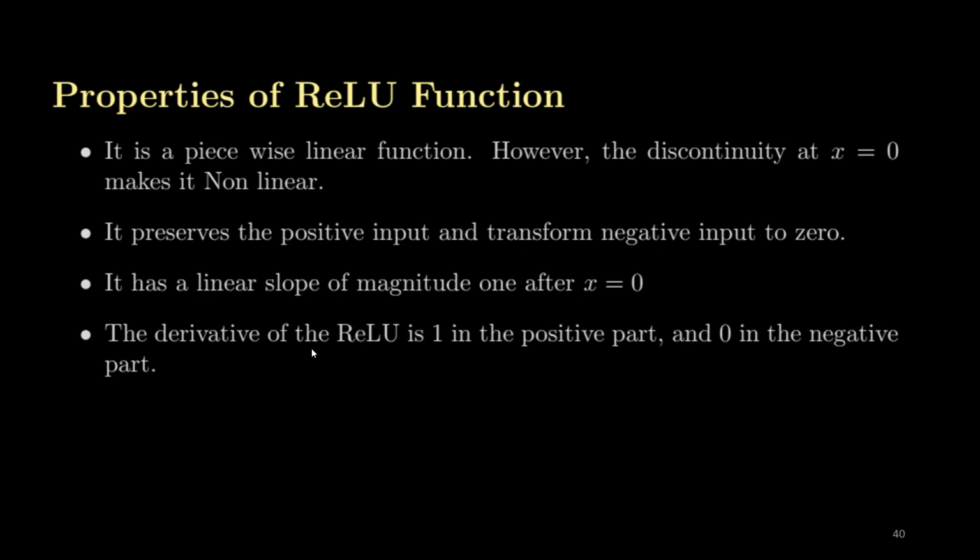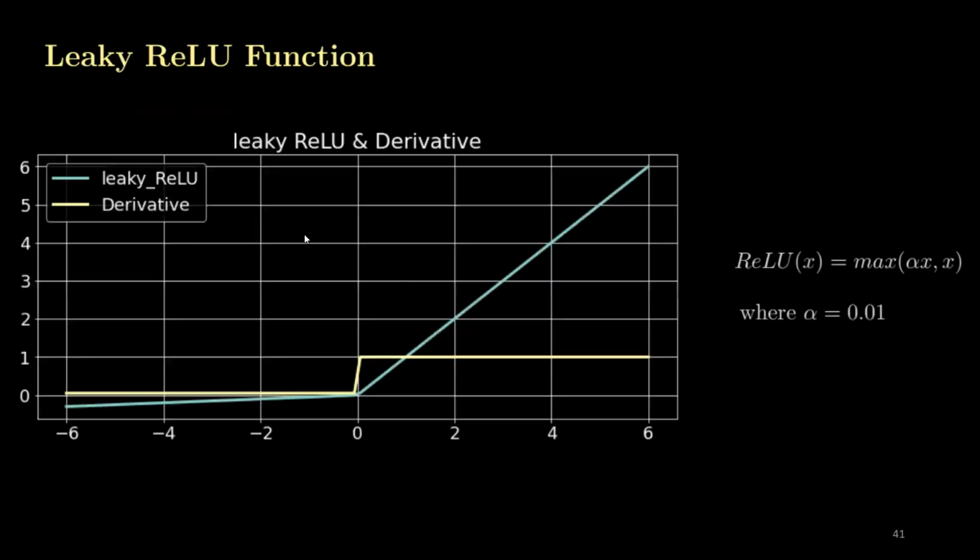Here is another advantage of a ReLU function: its derivative is 1 in the positive part and 0 in the negative part. Now, it is not an advantage that its gradient is 0 in the negative part. Due to this reason, it may enter into a vanishing gradient problem. In order to solve this problem, we have introduced another activation function, which is the leaky ReLU function. The leaky ReLU function has a small negative slope. It is not exactly 0 for any value which is less than 0.